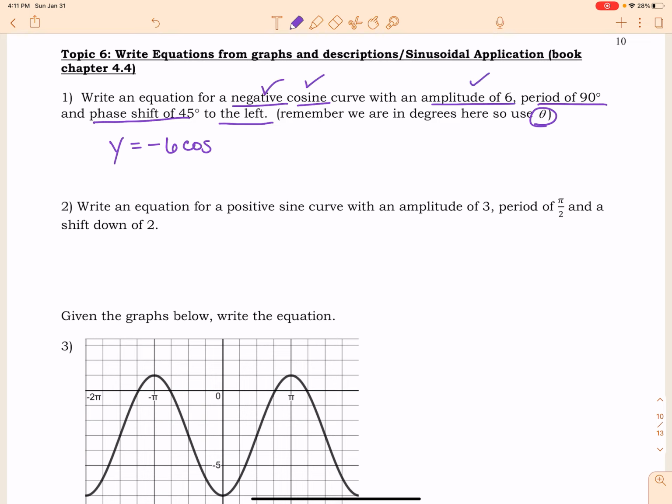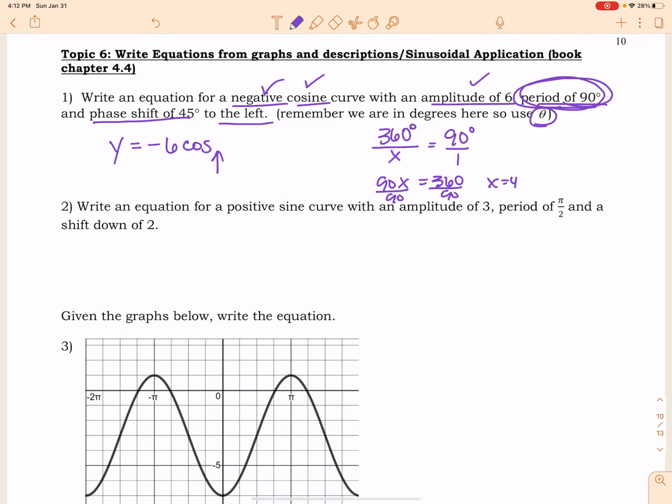The next thing we need to consider is the period of 90 degrees. Well, remember how this works. We consider the parent function of cosine first. The parent function of cosine has a period of 360 degrees. And remember, we always divide that by whatever's in the equation. We don't know that right now, but we know that it results in a period of 90. So we have an equation here, and we are going to solve this for x. When I cross multiply, I get 90x equals 360. I divide by 90, and x equals 4. So that's what goes into my equation right here.